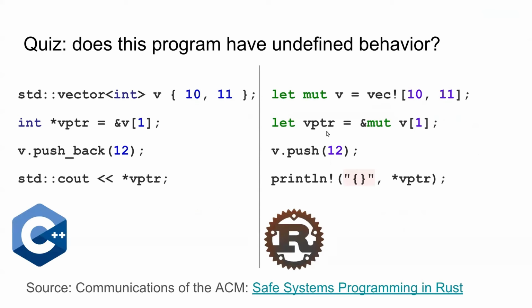So this is from some ACM paper or an article in the ACM Record. I'm not exactly sure which one it is. But the question is, does this program have undefined behavior? Obviously it does, right? Otherwise I wouldn't be showing it to you. But let's go. So the C++ is on the left and there's Rust on the right.